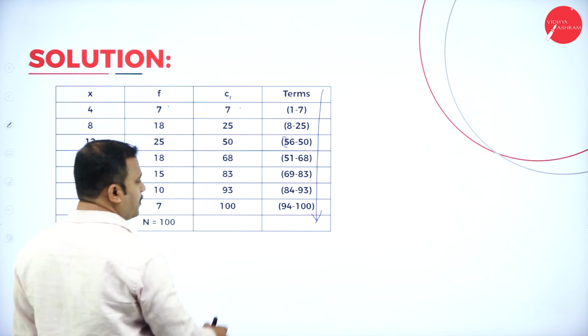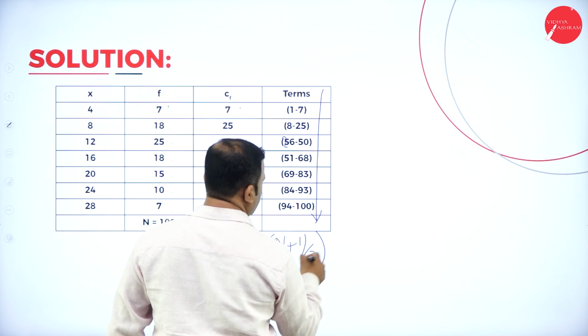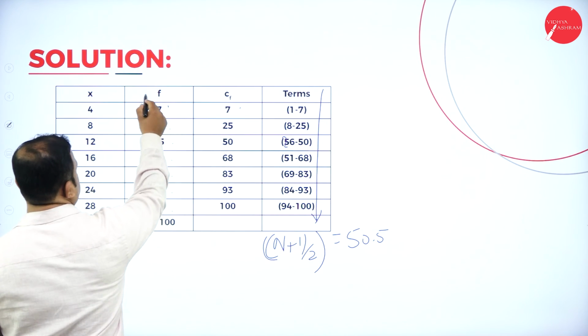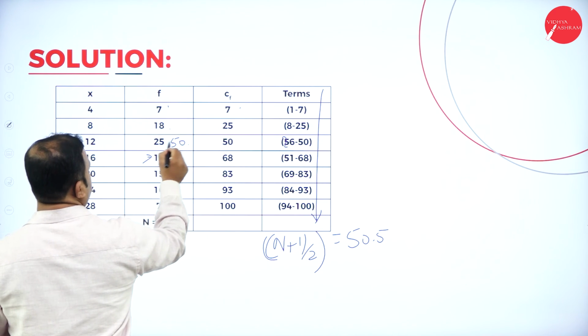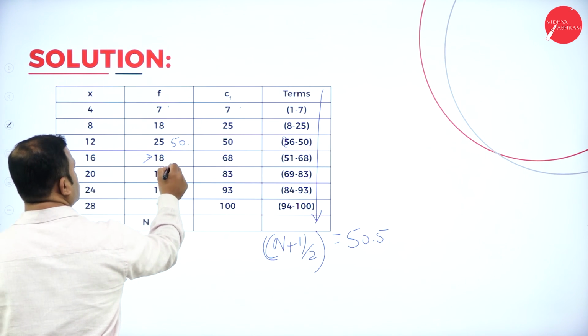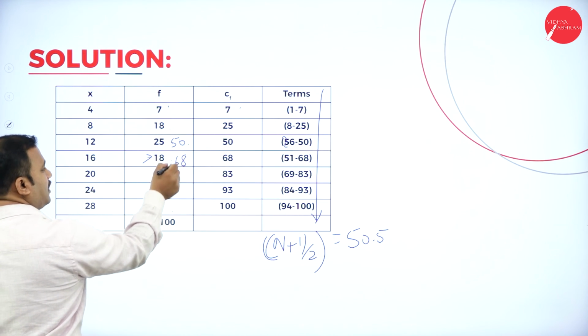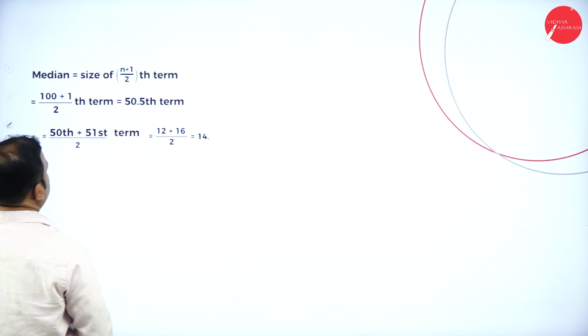Now, if I do that operation, I'll get n plus 1 by 2, which is equal to 50.5. If I consider the 50.5 in this frequency, it stands at 16. That is, 50 comes here, 50.5, 50 to 68, that is 68. 50 to 68 between the range of this. So it comes to this. 16 is the median of these items.